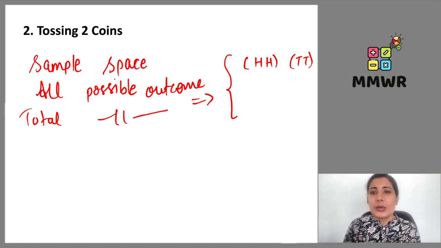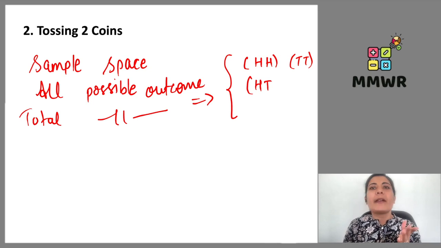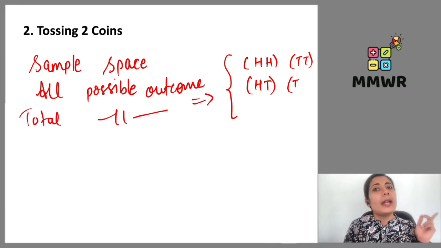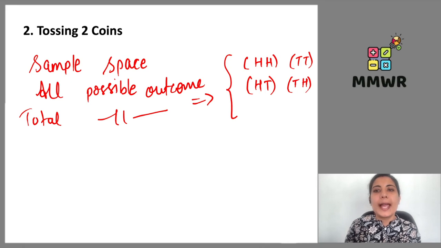Another way is, it may be that the first coin showed head, and the second time, or on the second coin, tail came. Or it may be possible the first coin landed at tail, and then the second coin shows head face.